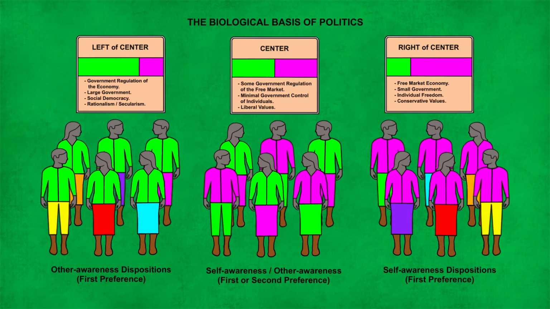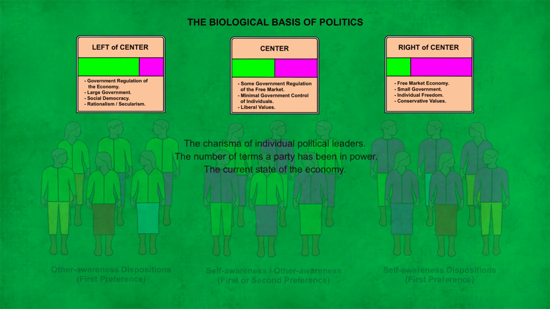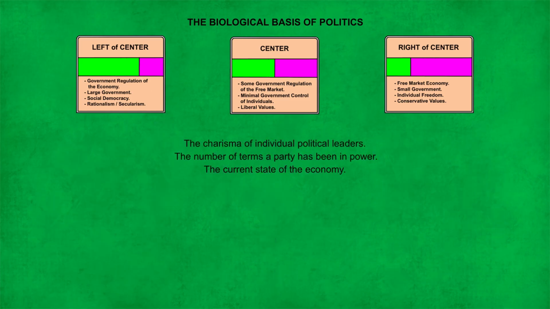So, in regard to which of the three main political parties ends up governing a culture, this depends to a large extent on a portion of the centre party voters, who can swing either way from one election to the next. And this in turn depends on such things as the charisma of individual political leaders, the number of terms a party has been in power, and the current state of the economy.